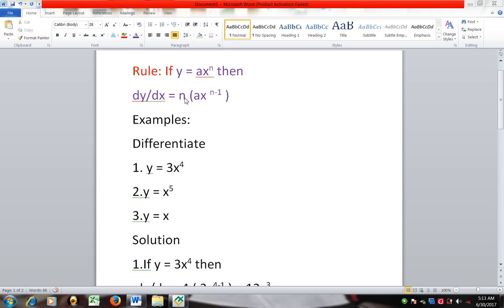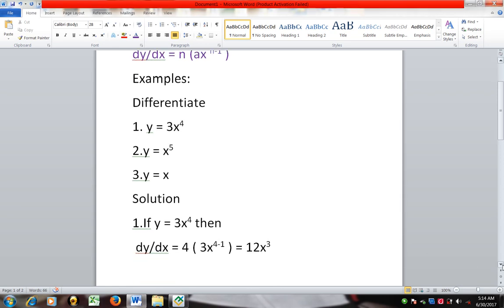You write n here, then times ax raised to power, instead of writing n, you write n minus 1. Bring down n here to multiply the function, but the new function has a new power, which is 1 subtracted from the original power. Example: differentiate y equals 3x power 4, y equals x power 5, and y equals x.